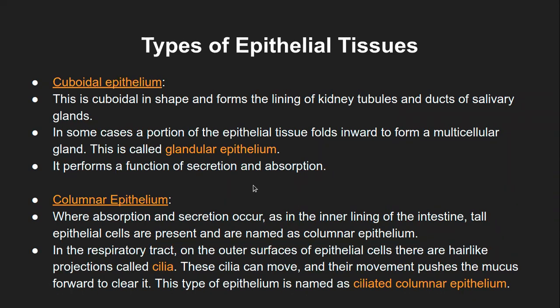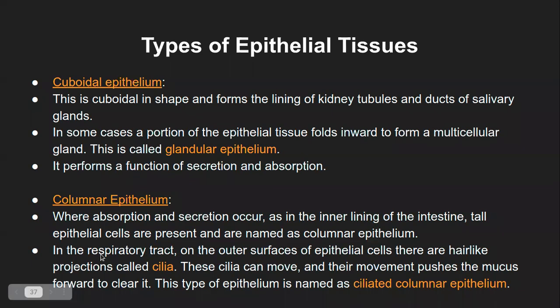Then the fourth type is the columnar epithelium. Again, the cells will be column shaped here, elongated. The absorption and secretion occurs in the inner lining of the intestine. Now, the inner lining of the intestine has these columnar epithelium cells, which are tall in their thickness, and they are obviously called columnar epithelium.